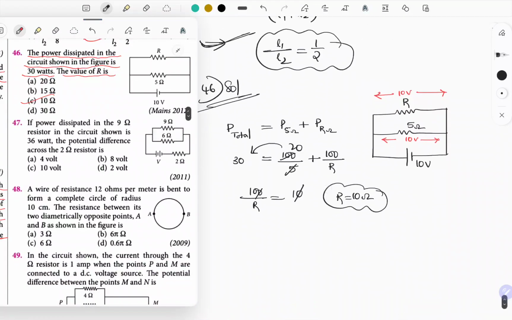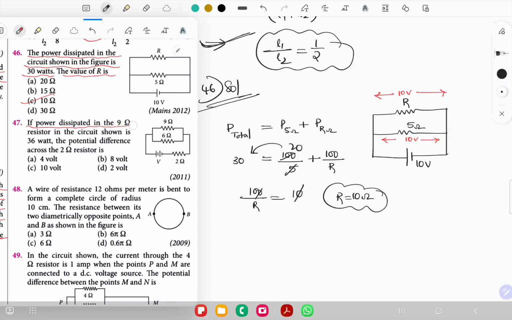Got it? There are some other ways also: finding the equivalent resistance, R equivalent, and then the voltage in the circuit is 10 volts. By using the power formula again, V square by R equivalent, you can equate it to the given power. That is another process. This is the easiest way to answer. Let's move on to the next question.